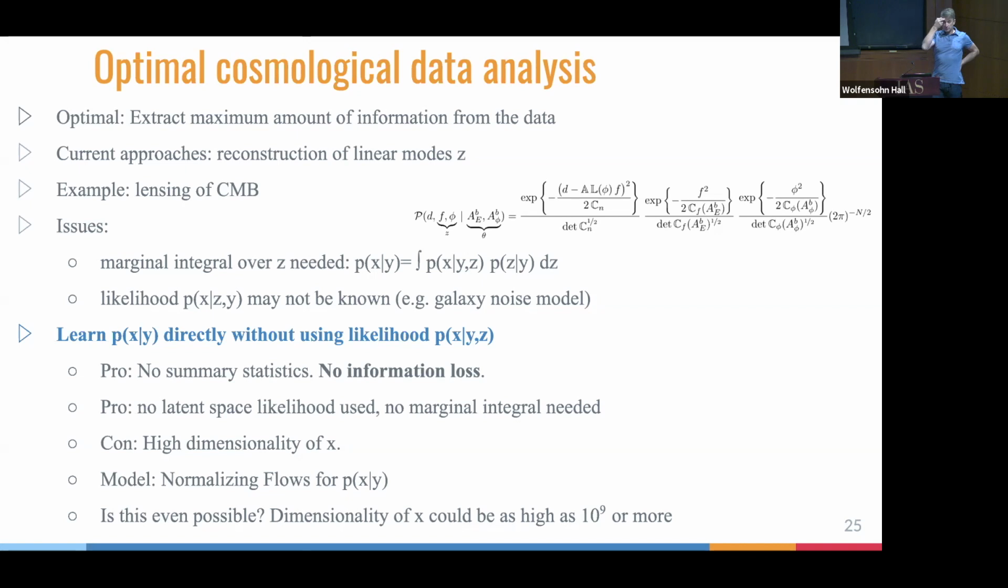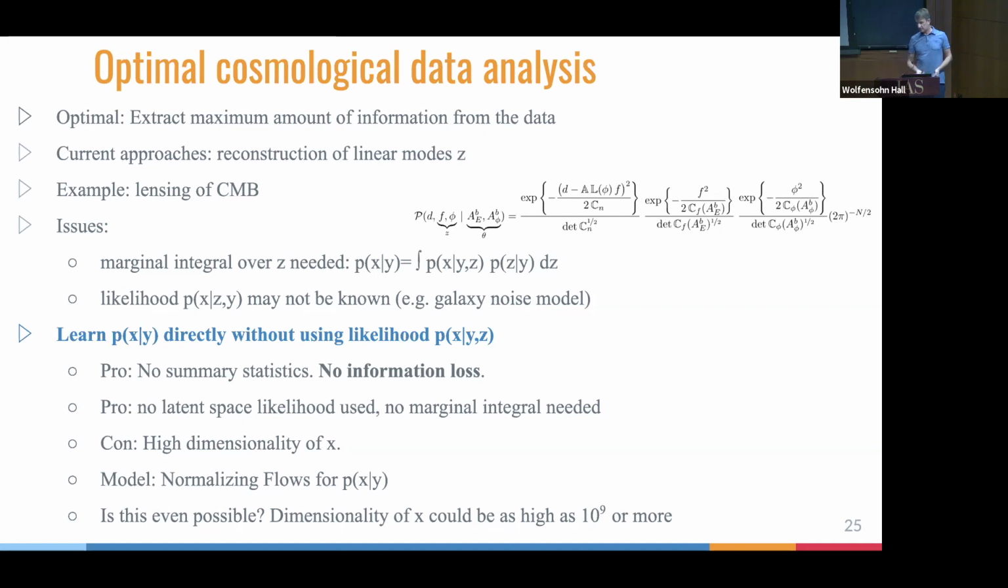So the pro would be that there would be no summary statistics. We are learning the likelihood directly. Therefore, there should be no information loss. There's no latent space likelihood used, so no marginal integral is needed. So all of these deficiencies go away. There must be a catch, right? And there is: the dimensionality of the data is extremely high.